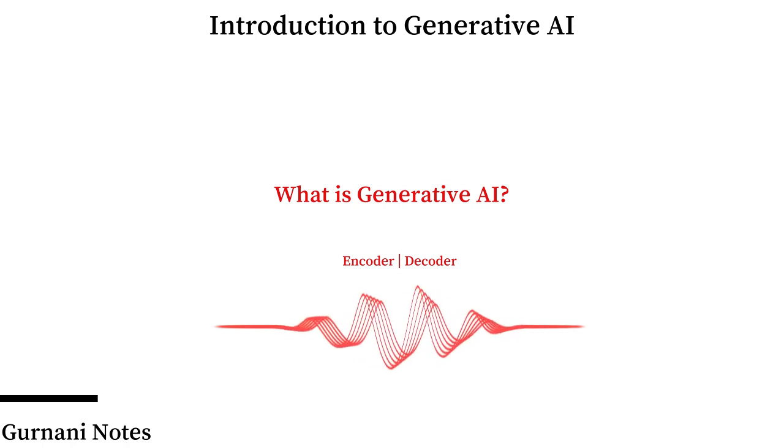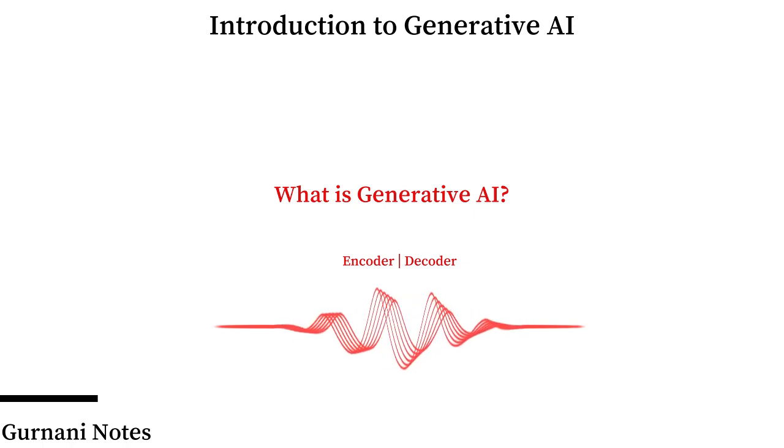Now, these generative AI models have two components, the encoder and the decoder. The encoder analyzes the input, and the decoder generates the output. The quality of the output depends on the model architecture, the training data, and the prompt design.